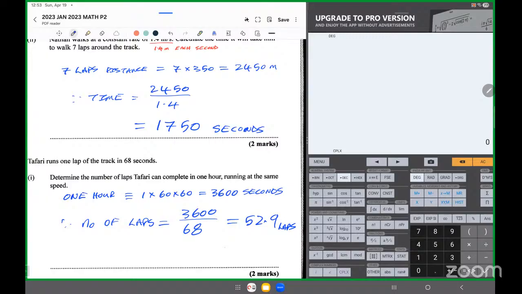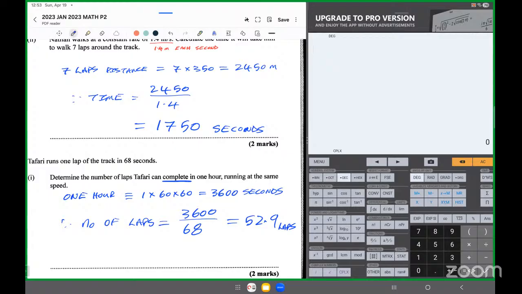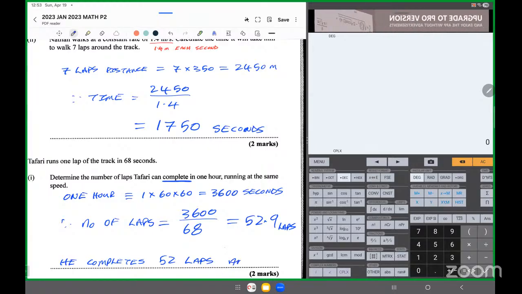The question asks you how many laps you will complete. So the word is complete, so you complete 52, not 52.9. You will complete 52 laps. That's right, 52. Anytime a question asks for the number of something, you give a counting number as the answer. Right? So the answer is he completes 52 laps. That is the answer.